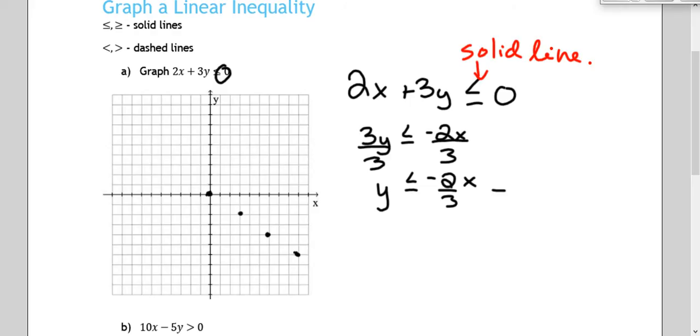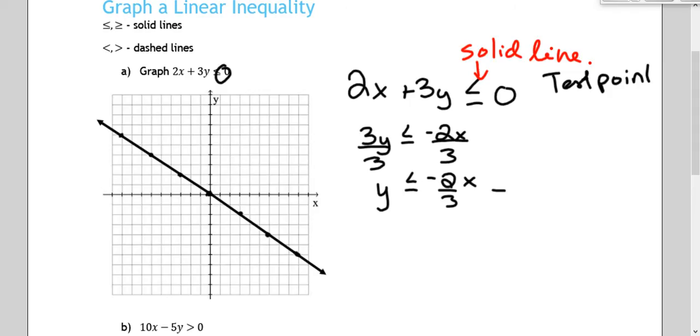And then if I want to get some points on the other side of the line here, I go up 2, over left 3, up 2, over left 3. Perfect. Okay, and then I'm going to draw my solid line. Remember, it has to be a solid line, and then once you have that, you need to do a test point.